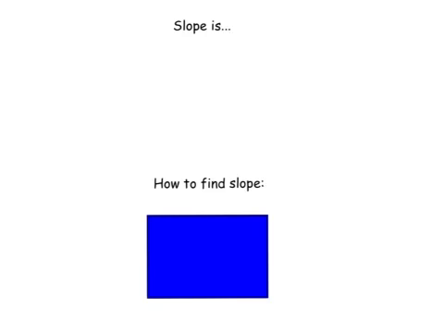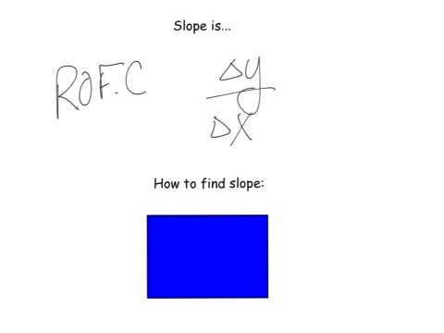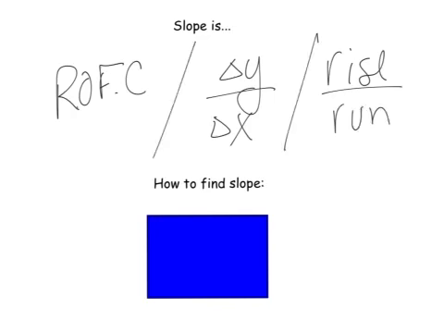We know it's rate of change. We also know it's change in y over the change in x. We also know it as rise over run. There's a lot of different ways to think about slope. However, there is also a specific equation to calculate slope. And that's how we find it.